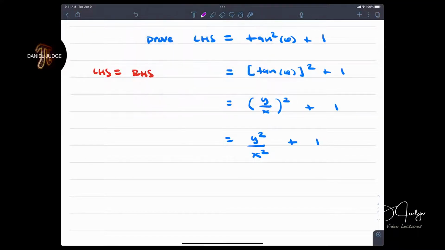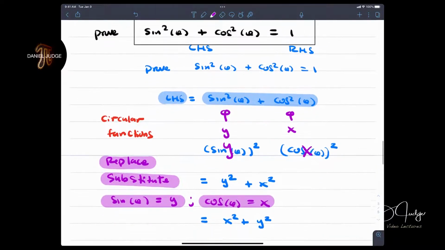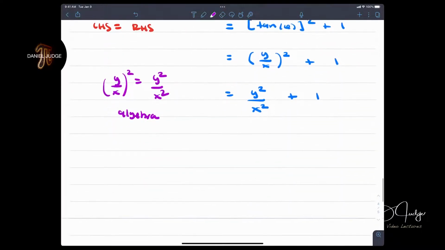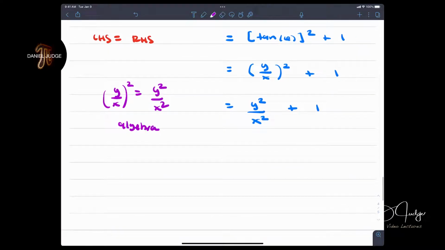You say, what property did I use? Y over x to the second power, we distribute that power to both. This is y squared over x squared. This is when I say we can use some algebra, ladies and gentlemen. That's why algebra is on the list here. So we know we can use all these things in our proofs. Start with the complicated side, tangent squared plus 1. Here's where we're at. I just used some algebra, and I'm going to use some more algebra.